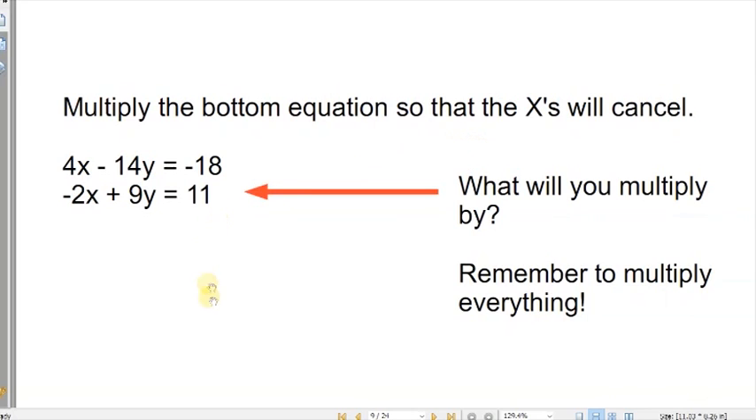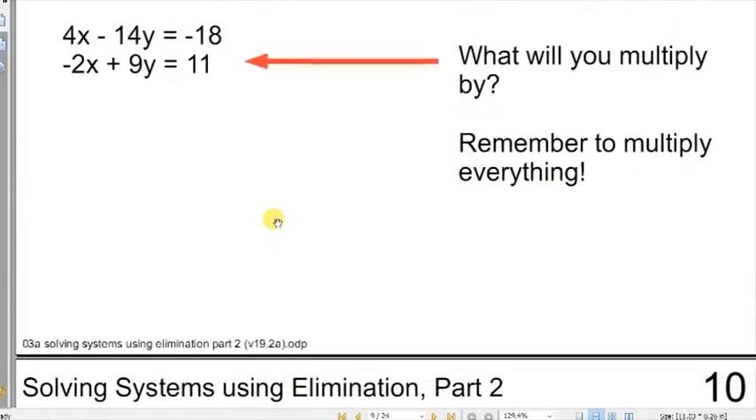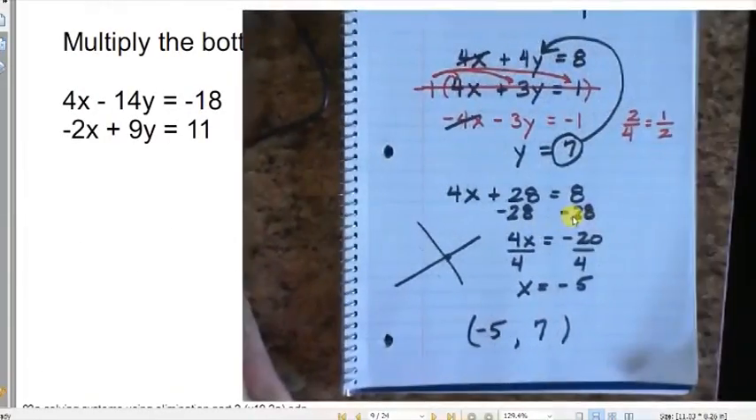So what did we come up with? I think I'm going to do the bottom by 2. Let's multiply the bottom by 2. Let's go back into our notes. We'll multiply the bottom by 2.